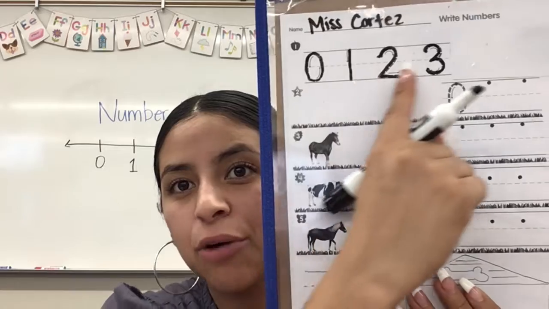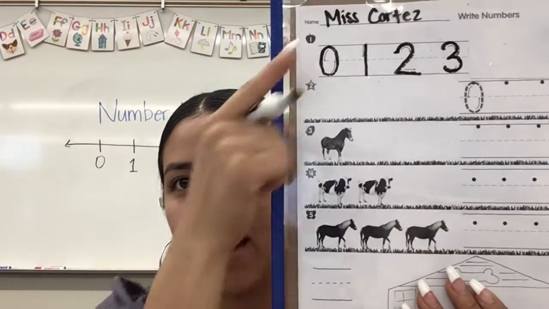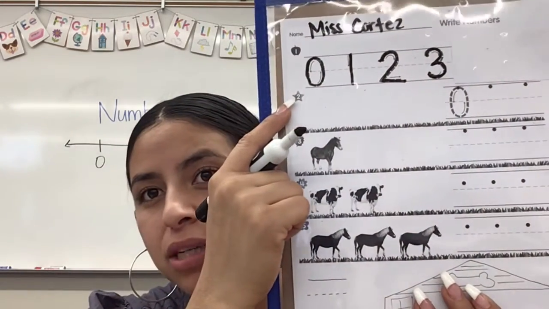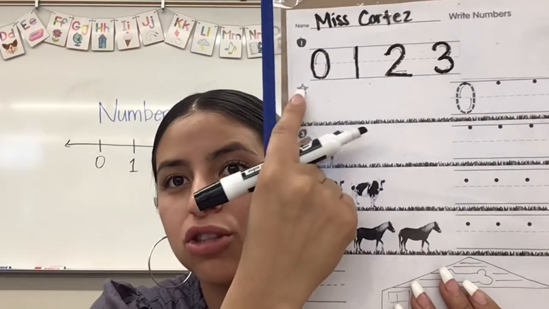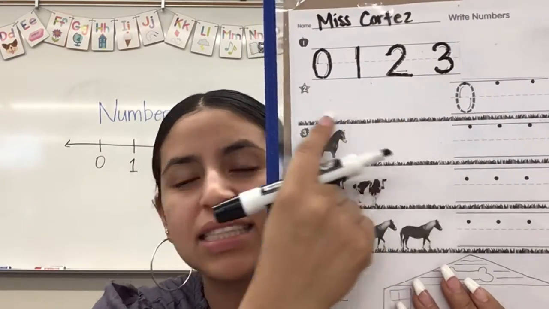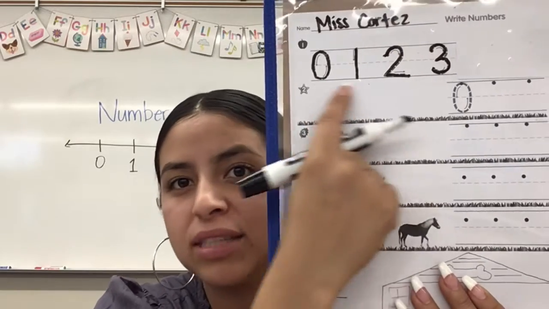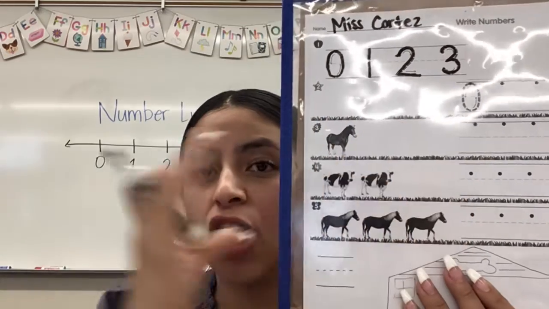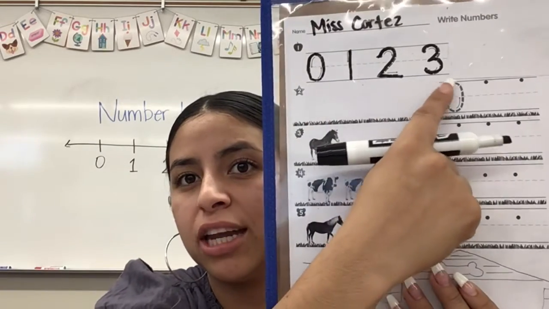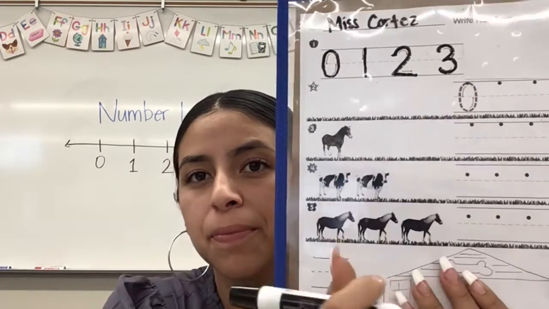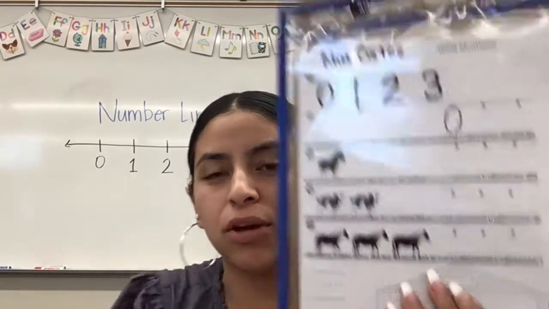We practiced our numbers all at the top. That was number 1. Now we're going to go down to number 2 and practice our number 0 one more time. So they're trying to show you right here that there are no animals in this spot, which means there are 0 animals because there's nothing there. So you're going to go ahead and trace your number 0 from top to bottom. Go ahead and do that now.